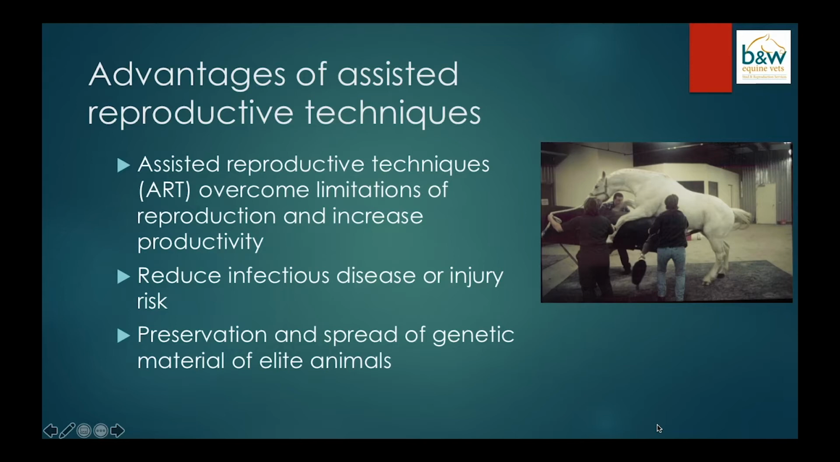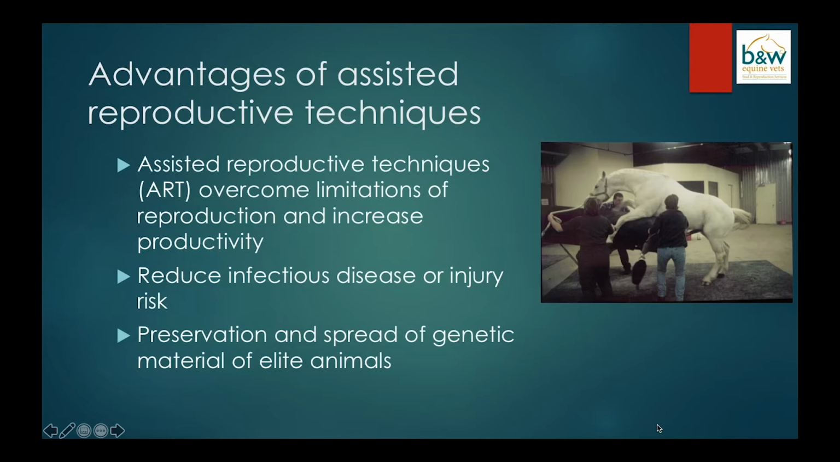So what are the advantages of assisted reproductive techniques? These ART techniques can help overcome limitations of reproduction, whether it's mare or stallion subfertility. They can also just increase the productivity, so the number of offspring that can be produced from a certain animal, and can make the whole process more efficient.